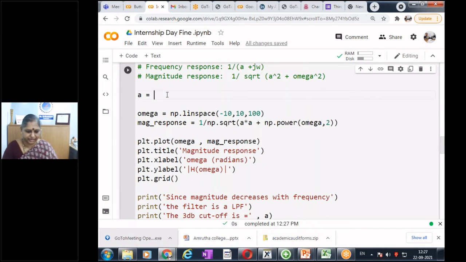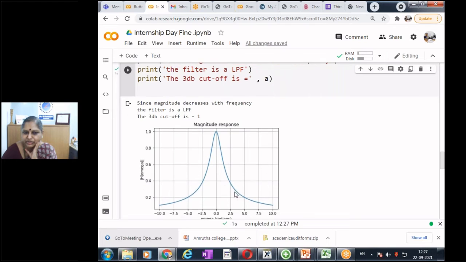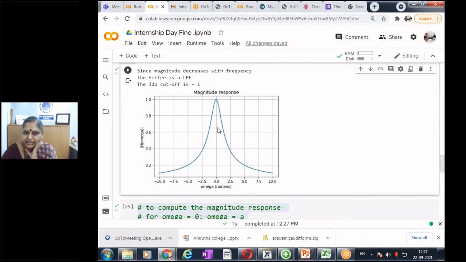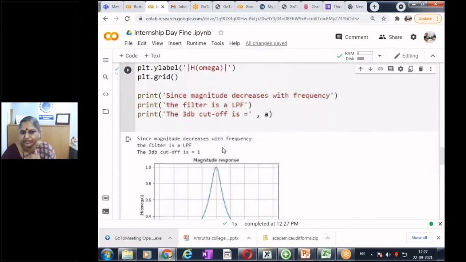So as I increase A, suppose I increase A to, let us say, 1, instead of 0.2. Then what happens? How is my frequency response? This is my frequency response. Look at A equal to 1. This value is going to be 0.707. This is 1, 0.707 times this. So 3 dB down I have it. So my cutoff frequency of the filter is A equal to 1.